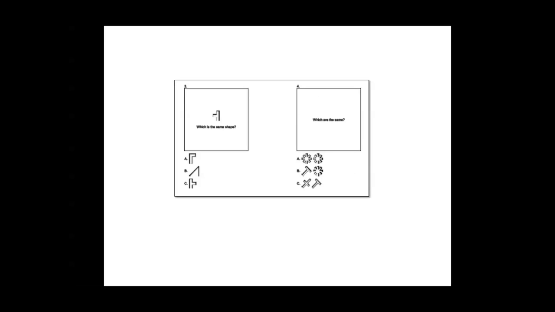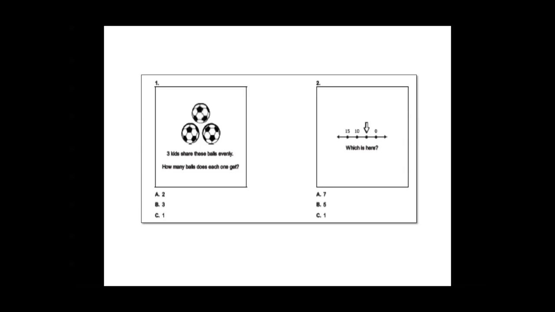Here you see some example items from a grade 1 geometry progress monitoring test. And here you see some example items from a grade 4 measurement progress monitoring test. On this next page, we see some example items from a grade 3 number and operations and algebra progress monitoring test.